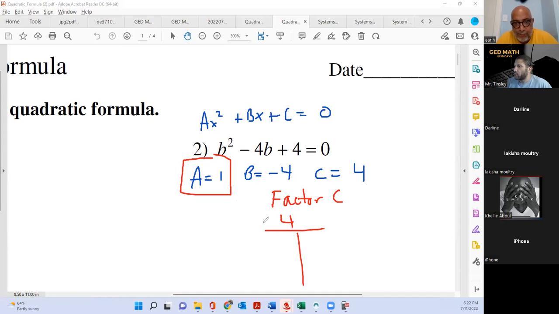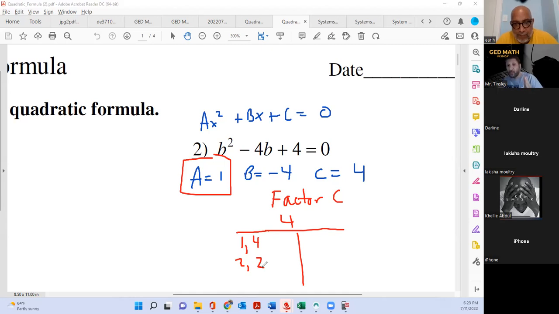So now, give me the factor pairs of positive 4. Let's start with 1 first. 1 times what gives you 4? 4. 2 times what gives you 4? 2. 3 doesn't go into 4, and we already have factor 4 already. So those are the factor pairs. If you notice, when they're all positive, there are factors. So the factors of 4 are 1, 2, and 4.